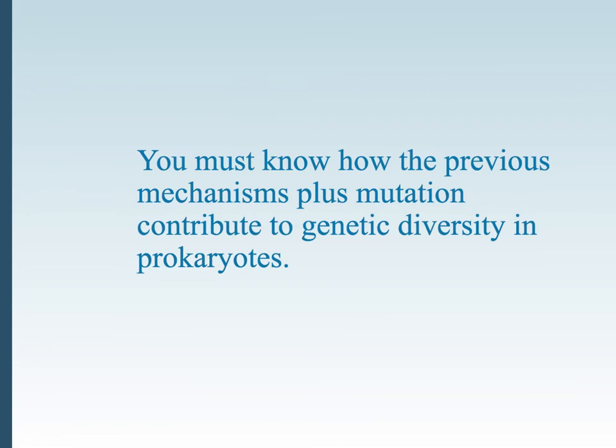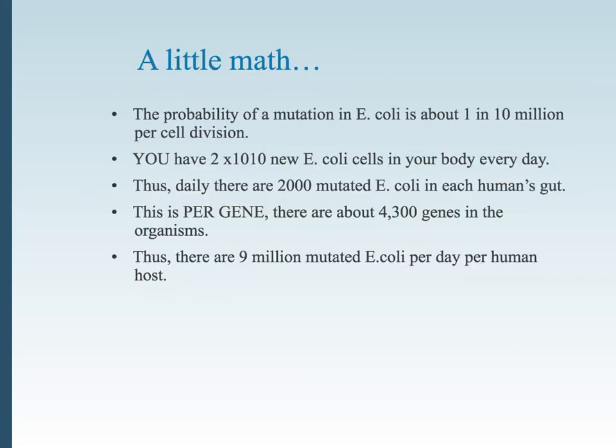You must know how the previous mechanisms plus mutation contribute to genetic diversity in prokaryotes. So again, we've talked about all of those previous mechanisms, and that's where that genetic variation is coming from. But just to give you guys a little bit of math, the probability of a mutation in E. coli is about 1 in 10 million per cell division. So that's a really, really, really small number. However, oops, my exponents got lost. You have 2 times 10 to the 10th new E. coli cells in your body every day.